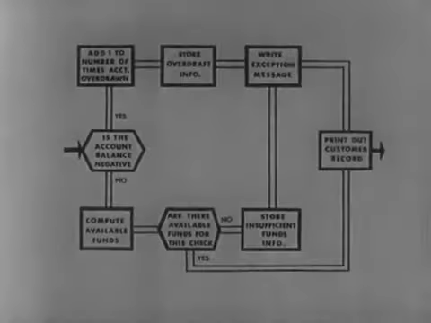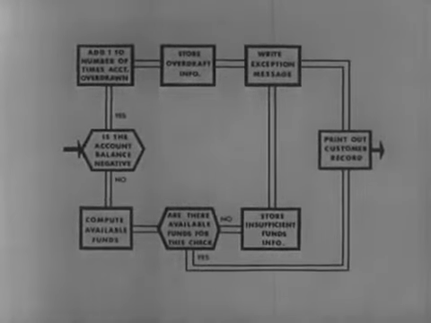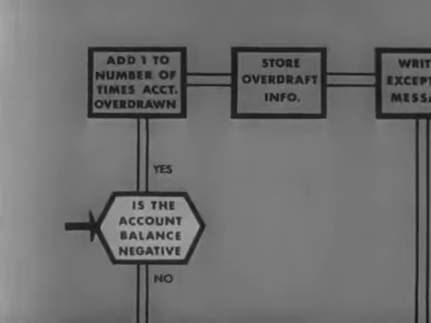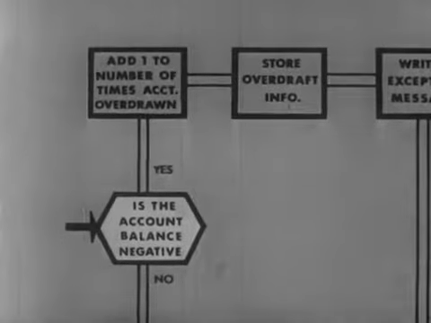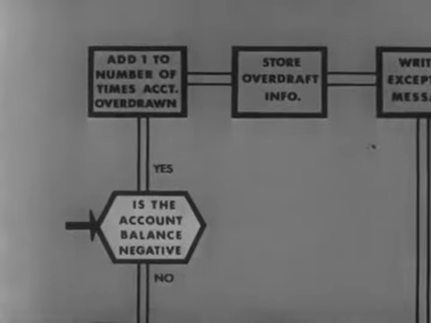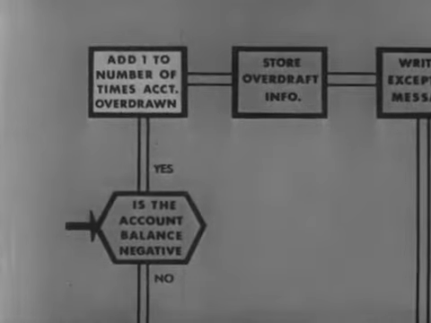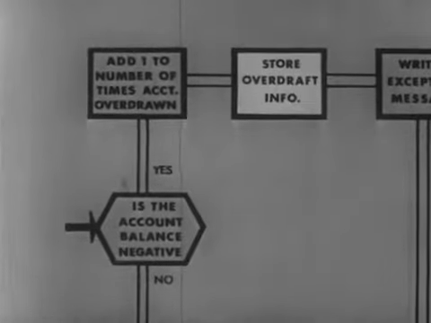This is a simplified flowchart detail for that portion of the data processing operation where a check drawn on an account is posted against the master record for the account, which is on magnetic tape. The computer will make a decision by testing whether the account balance is negative or positive. If the balance is negative, it means that the account is already overdrawn. The computer will then add 1 to its record of the number of times the account has been overdrawn. It will then store or electronically file this new information.